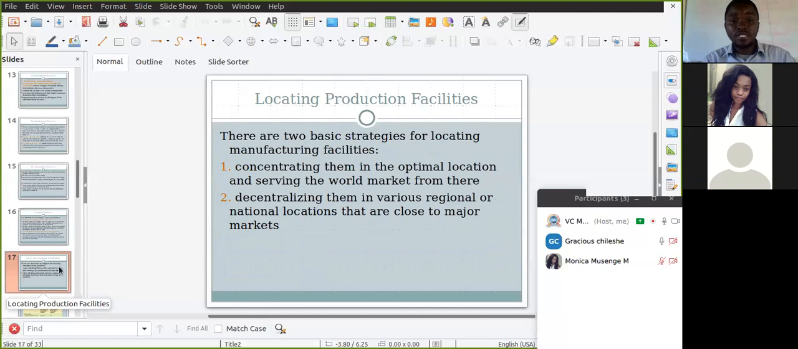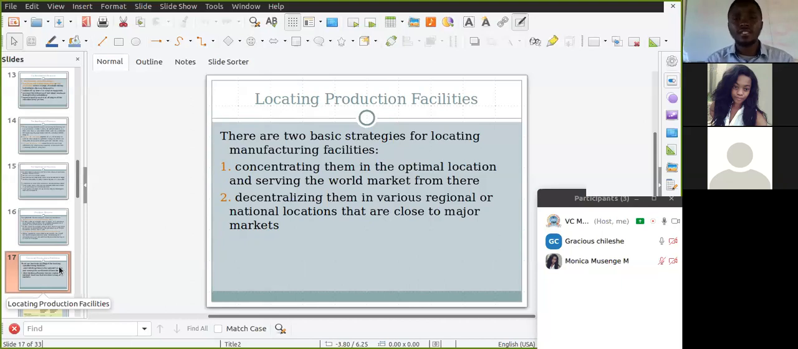Locating production facilities. There are two basic strategies for locating manufacturing facilities: concentrating them in the optimal location and serving the world market from there. So like each and every decision that you make has advantages and disadvantages. Setting yourself in one location can be an advantage if you're producing a product that you alone can produce.